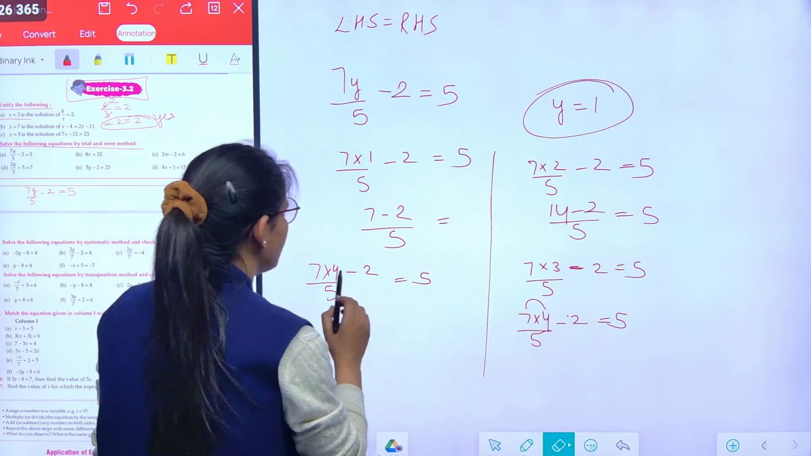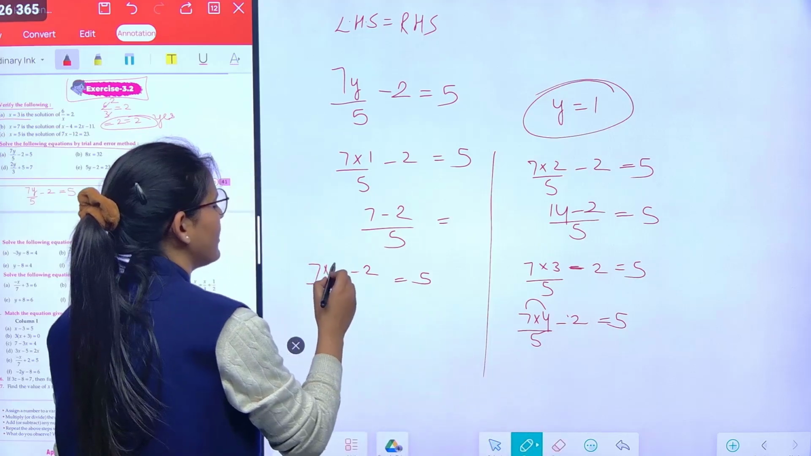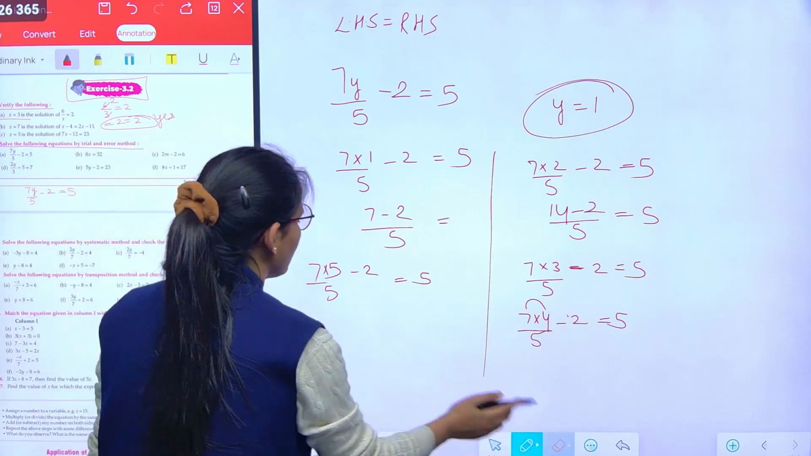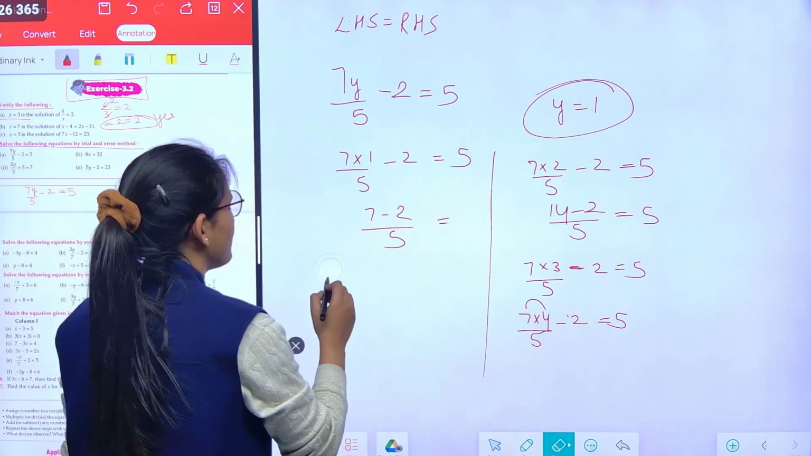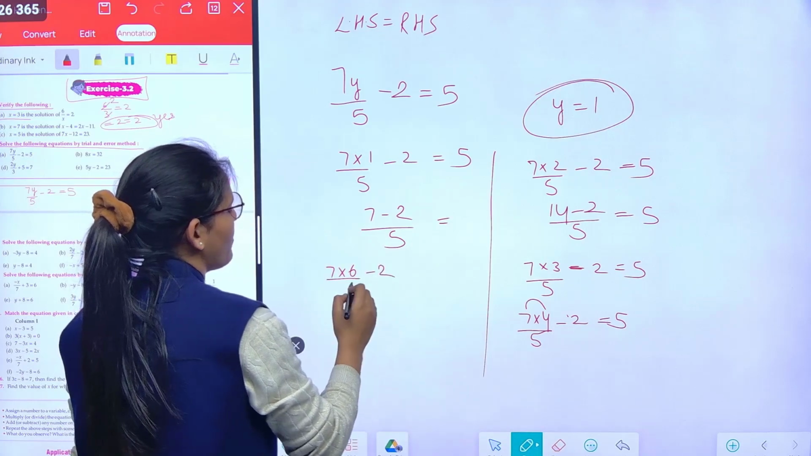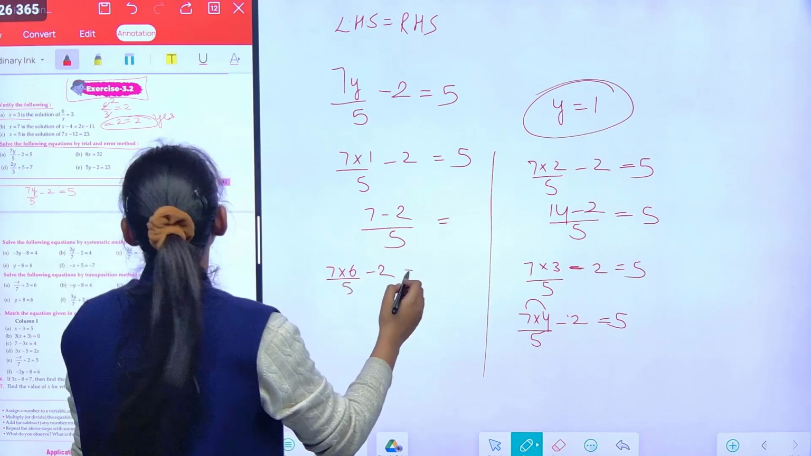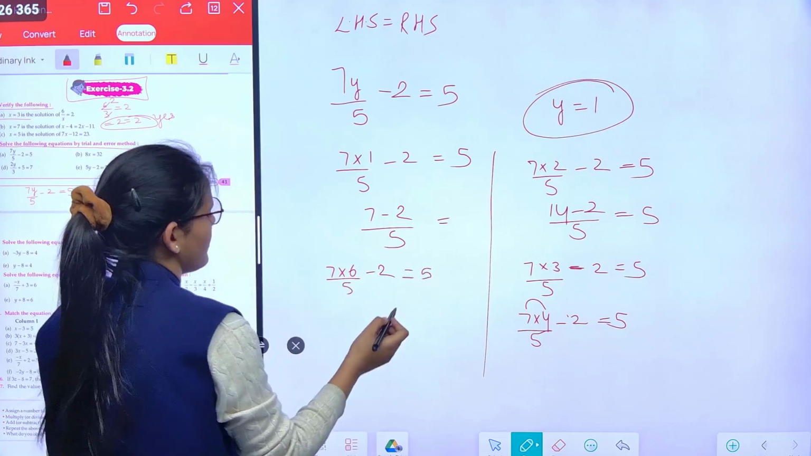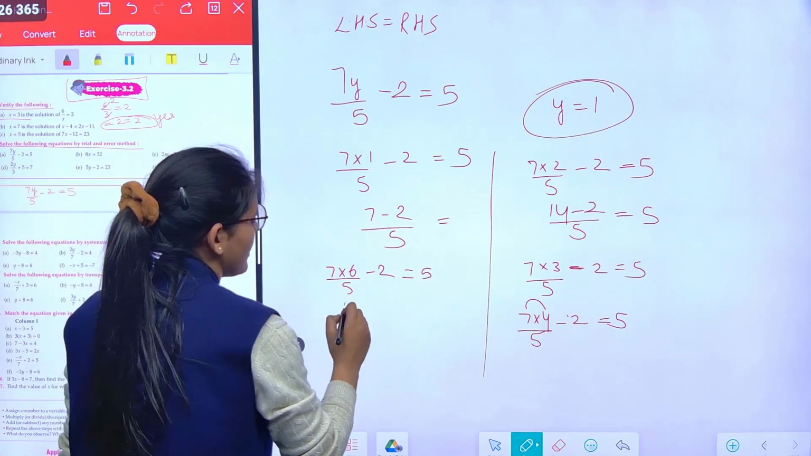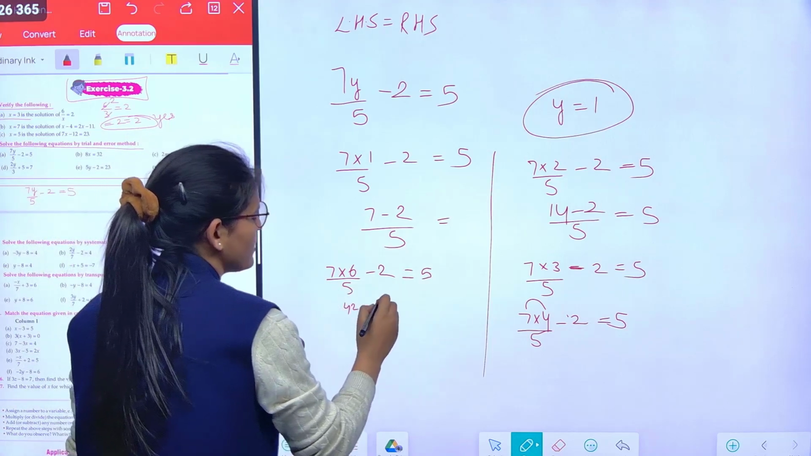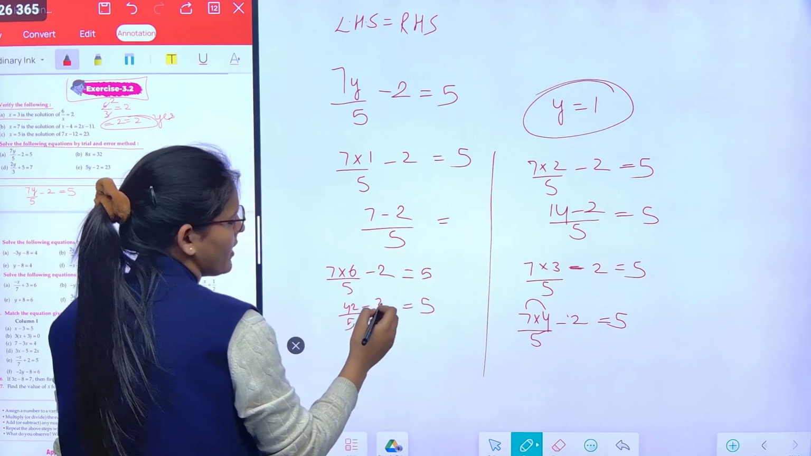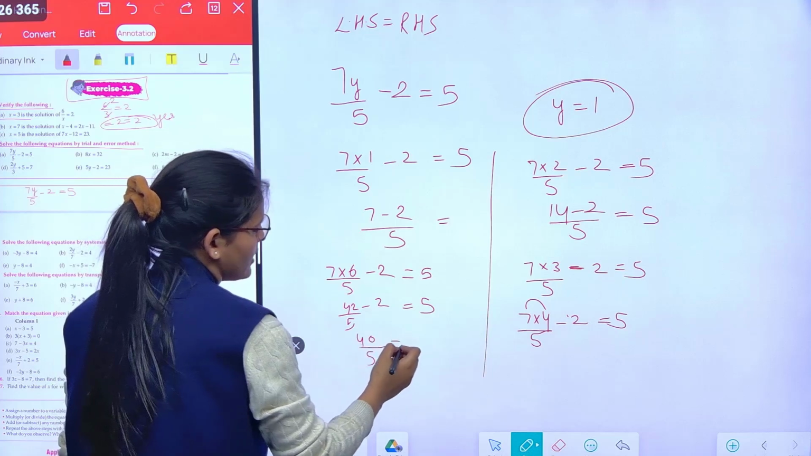Yes class, now we put 5 in place of y and see. 7 5s are 35 minus 2 is 33, it will not be equal, class. Now let's put 6 and see: 6 upon 5 minus 2 is equal to 5. 7 6s are 42 minus 2, so 40 upon 5 is equal to 5.